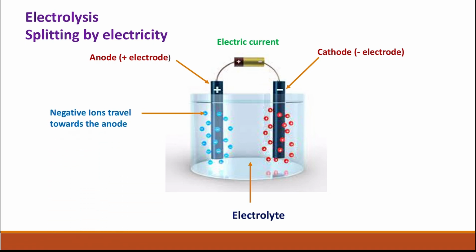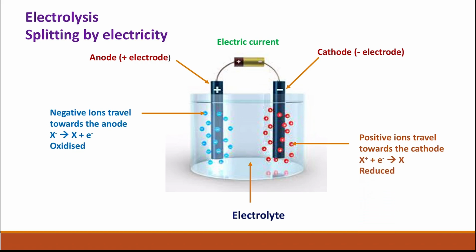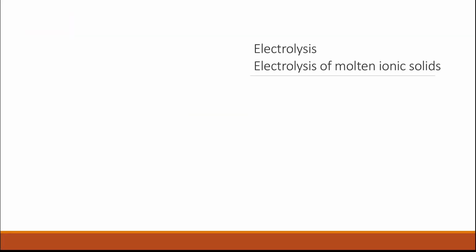The negative ions from the electrolyte will travel towards the anode where they will be oxidized by losing electrons, while the positive ions will travel towards the cathode and then they're going to be reduced by gaining electrons.